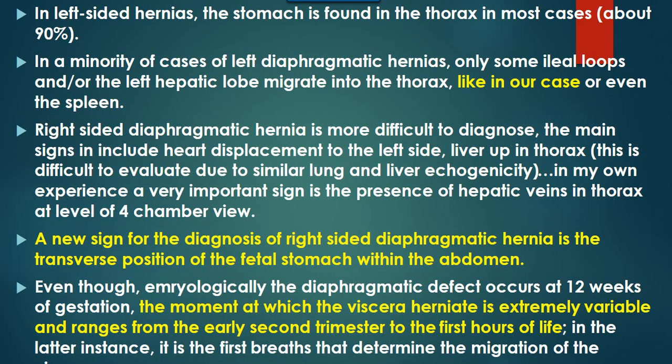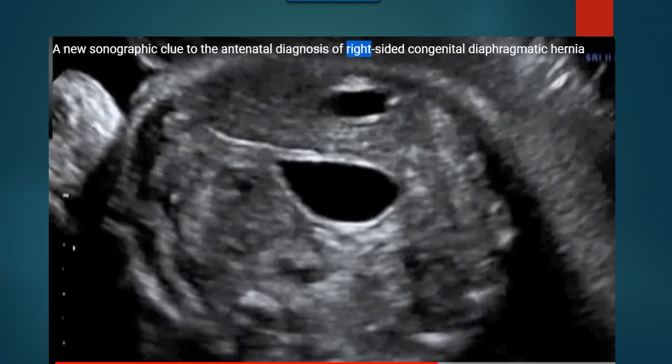And I know of a case that was with one of my colleagues, where the diaphragmatic hernia never appeared during obstetric ultrasound, despite careful ultrasound and 4D for the case, and was only apparent after birth. Here is an image to show the sign of transverse lie of the stomach within the abdomen in case of right-sided diaphragmatic hernia.